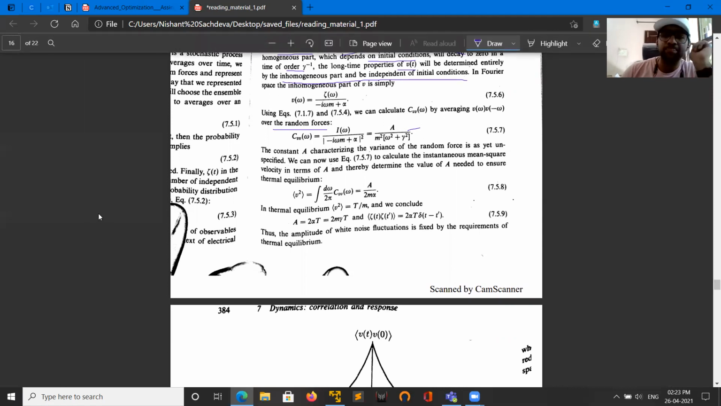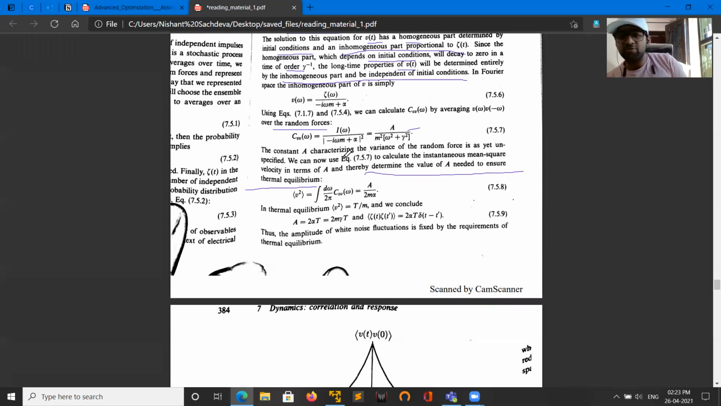We're just saying that okay, that can happen. Now we use this equation 7.5.7 to calculate the instantaneous mean square velocity in terms of A and thereby determine the value of A needed to ensure thermal equilibrium. What we're doing is we have the CVV of omega as a function of A, and that A characterizes the variance of the random force and is as yet unspecified. We will use this equation to calculate the instantaneous, which is at that particular time, mean square velocity in terms of this A, and thereby determine the value of A needed to ensure thermal equilibrium.